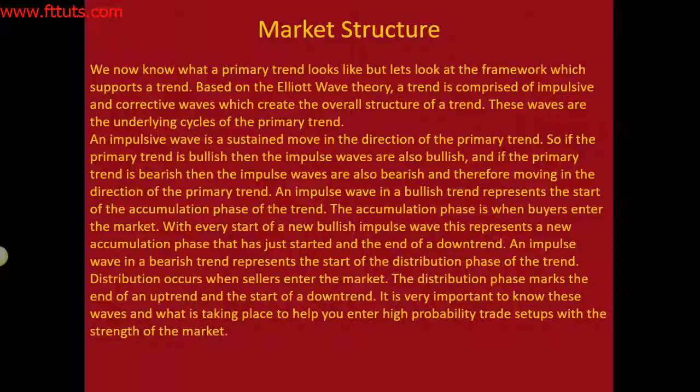An impulse wave in a bullish trend represents the start of the accumulation phase of the trend. You'll see this better as I give you examples. The accumulation phase is when buyers are entering the market. With every start of a new bullish impulse wave, a new accumulation phase has just started, and the end of a downtrend. An impulse wave in a bear trend represents the start of the distribution phase of the trend. Distribution occurs when sellers enter the market. So the distribution phase marks the end of an uptrend and the start of a downtrend.